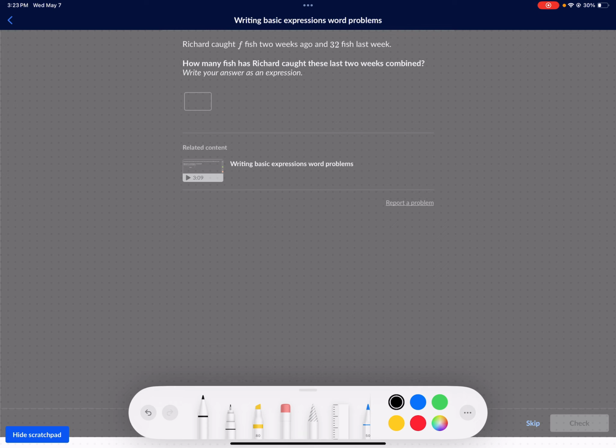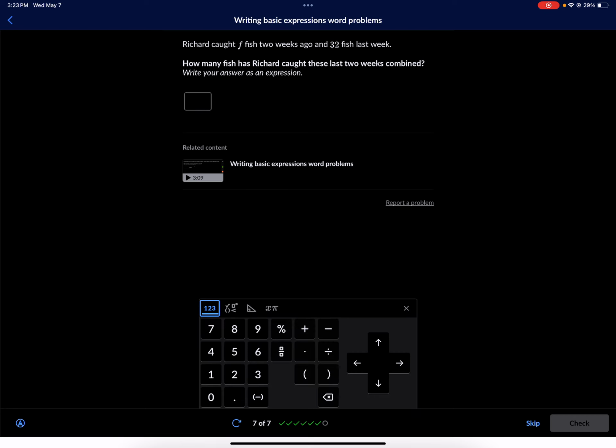Okay, so let's see here. We have these last 2 weeks. So F fish 2 weeks ago, and then we have 32 last week. So that is in the span of 2 weeks. So we are combining how many fish. So F plus 32 would be the appropriate answer. So F plus 32 is the answer.